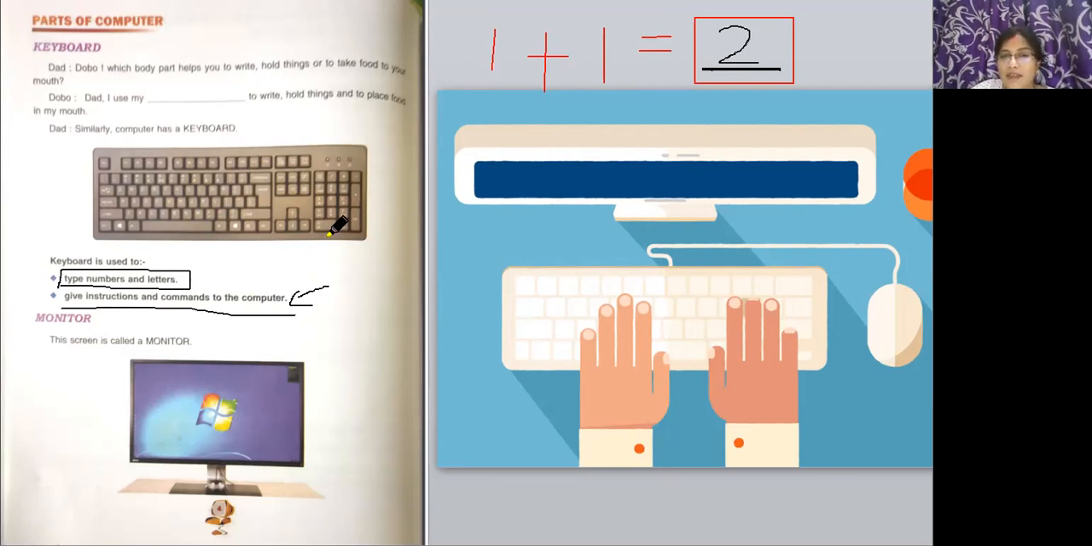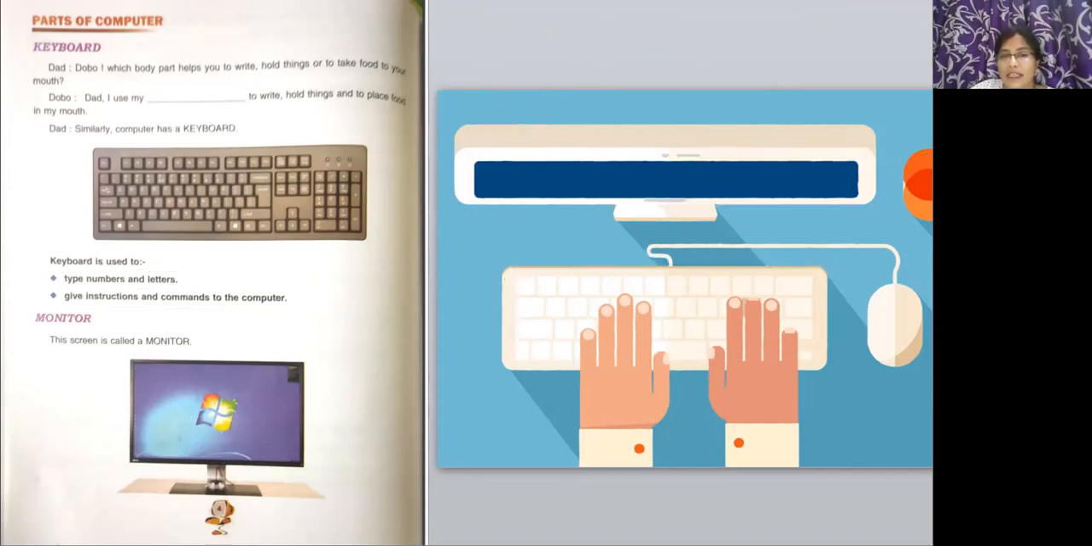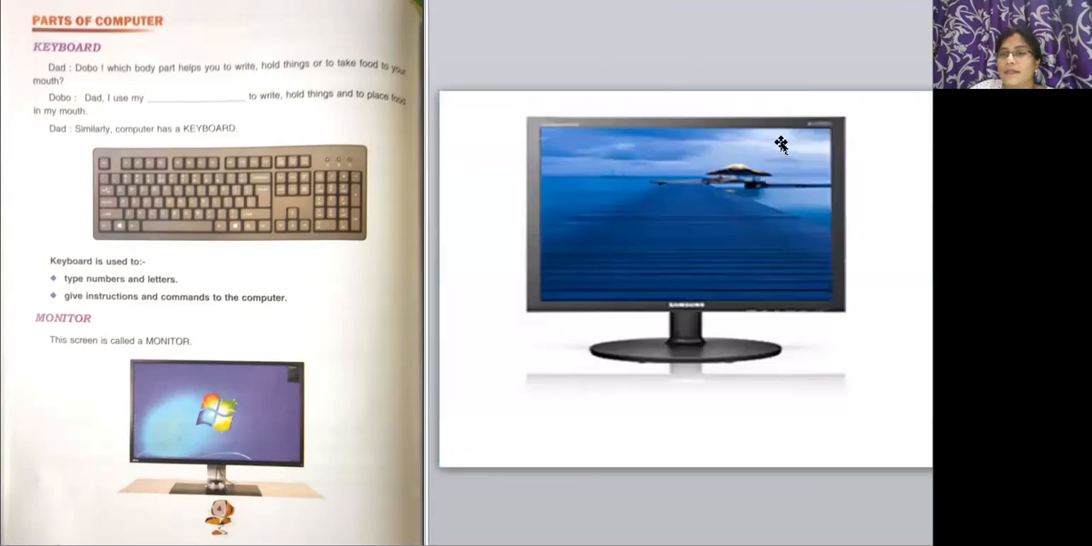Yes, whenever we type anything using the keyboard, everything goes to the monitor. So here everything gets typed and the computer system is able to read whatever we have typed and work accordingly. Yes, this is how the keyboard works for us. Correct? Now, what is the screen which we use on the computer? Yes, it is called the monitor.